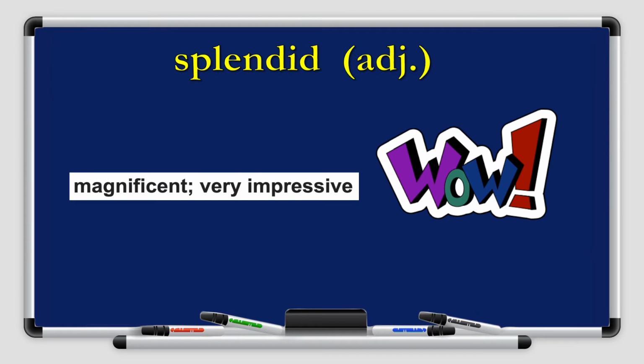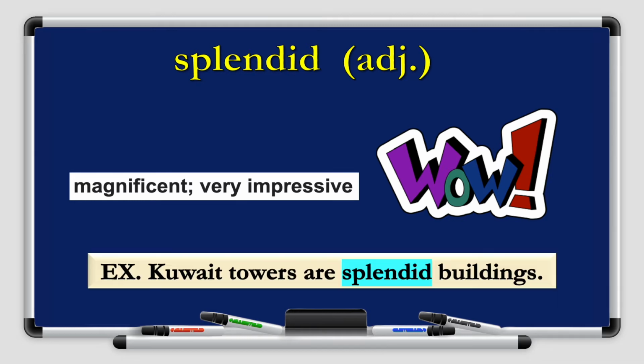The second word for today is the word splendid. Splendid is an adjective which means magnificent, very impressive. An example for the word splendid is: Kuwait towers are splendid buildings.